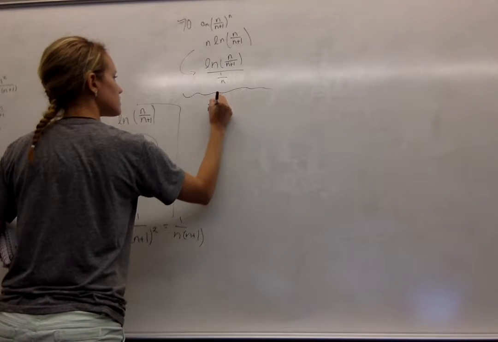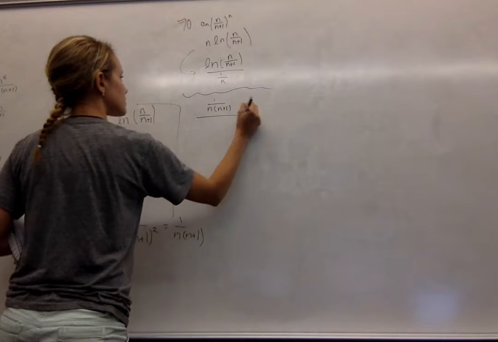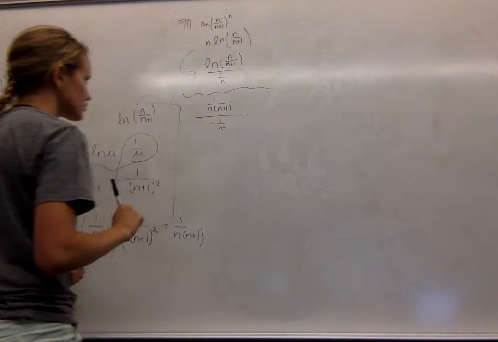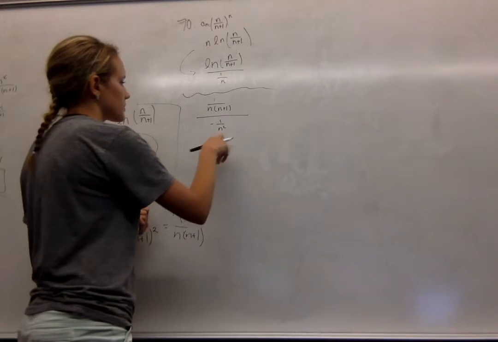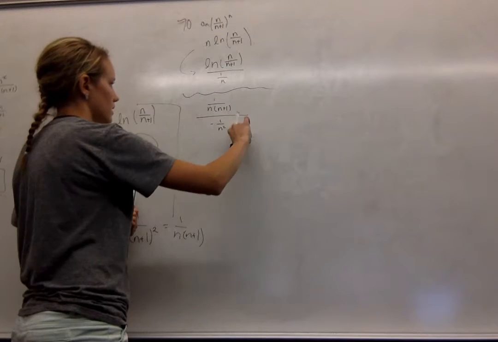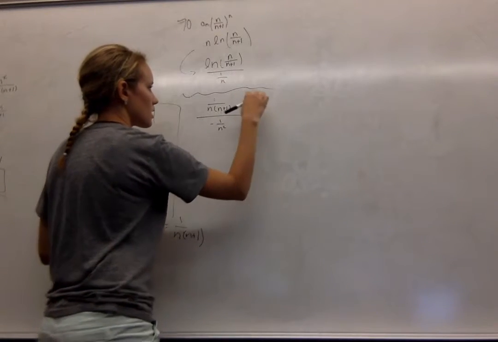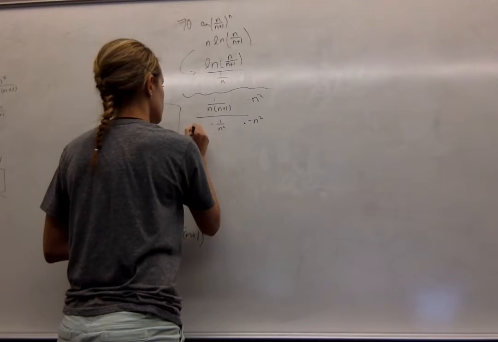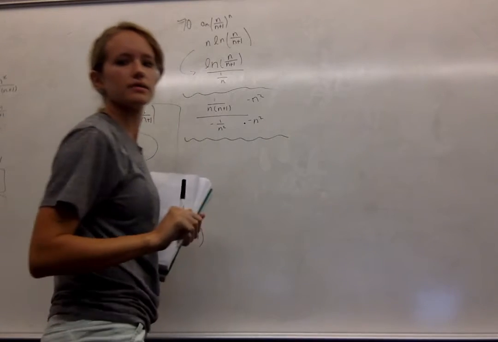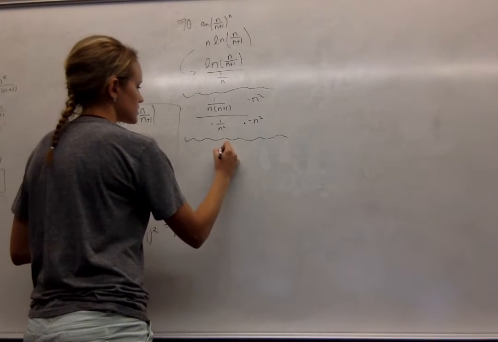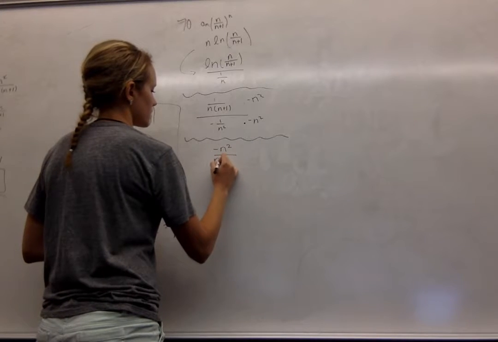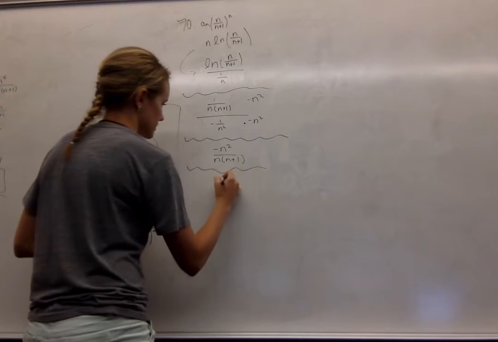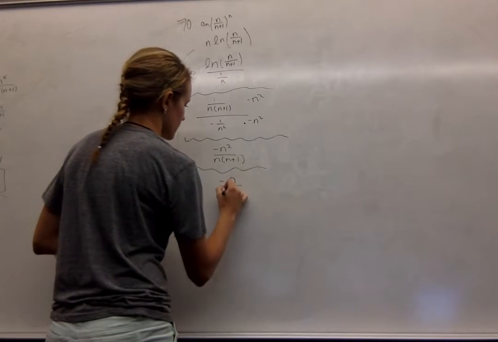So we're going to plug it back up here: 1 over n(n plus 1), and the derivative of 1 over n is negative 1 over n squared. Now I'm going to multiply this by negative n squared. So this is equal to negative n squared over n(n plus 1). We can simplify this as negative n over n plus 1.